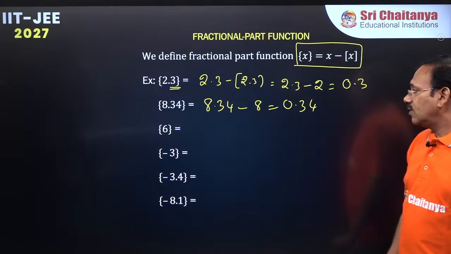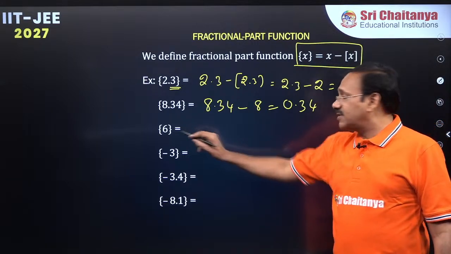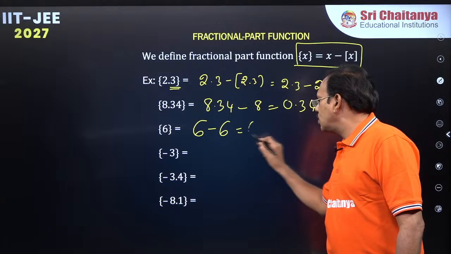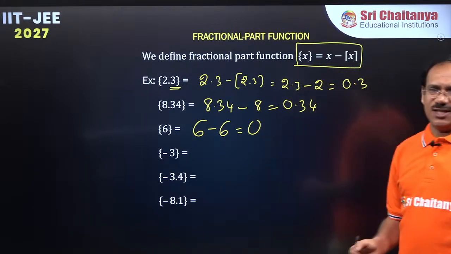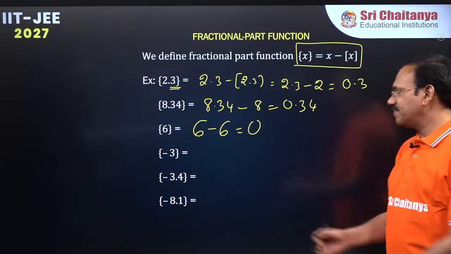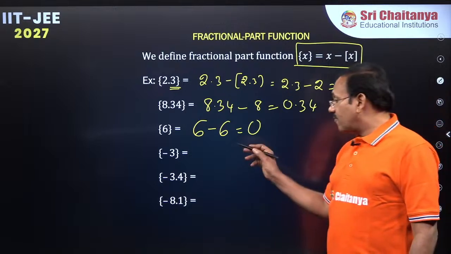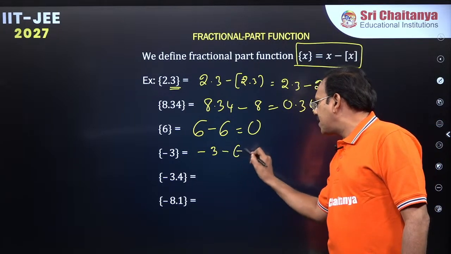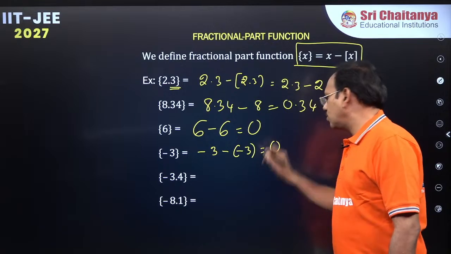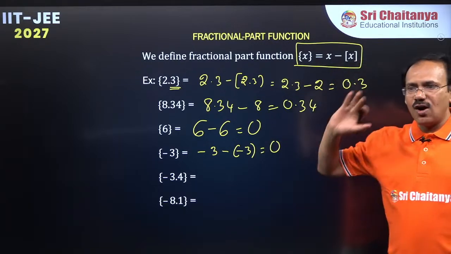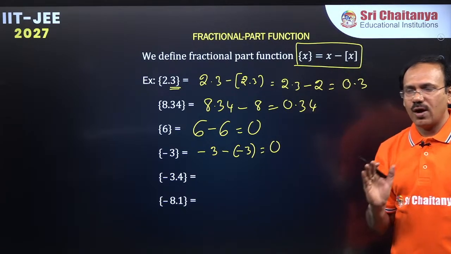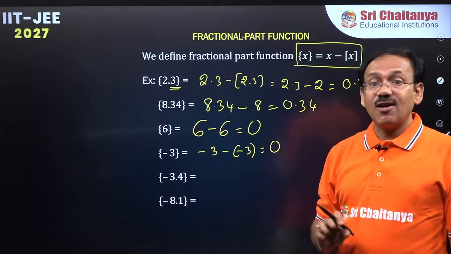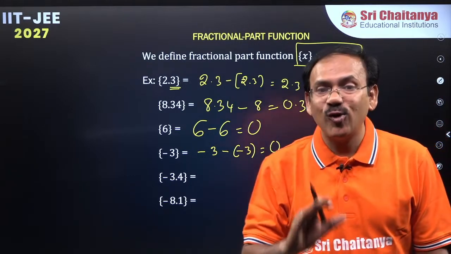Now, fractional part of 6: x is 6, step also 6, so 0. If it is an integer, dear students, fractional part is 0. Fractional part of minus 3: x is minus 3, step is minus 3, so 0. Now, fractional part of minus 3.4.